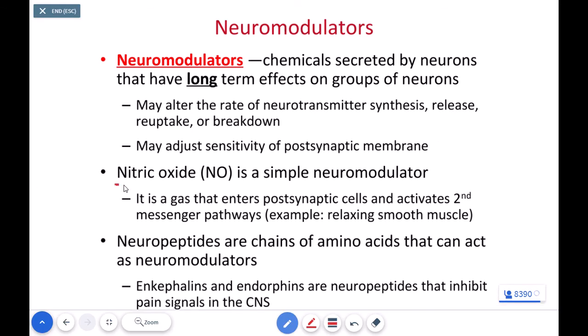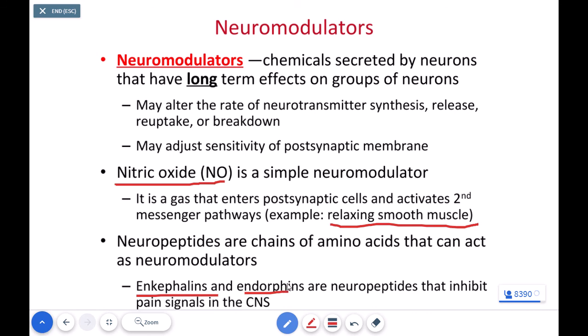When we look at nitric oxide, it is one of the neurotransmitters that also doubles as a neuromodulator. It's one of the gas-based neurotransmitters we talked about a couple slides ago. It's going to activate the secondary messenger cascades, and the classic example that's used is relaxing smooth muscle, primarily smooth muscle within the blood vessels. When we look at the neuropeptides that we talked about, they can act as a neurotransmitter by regulating the perception of pain.